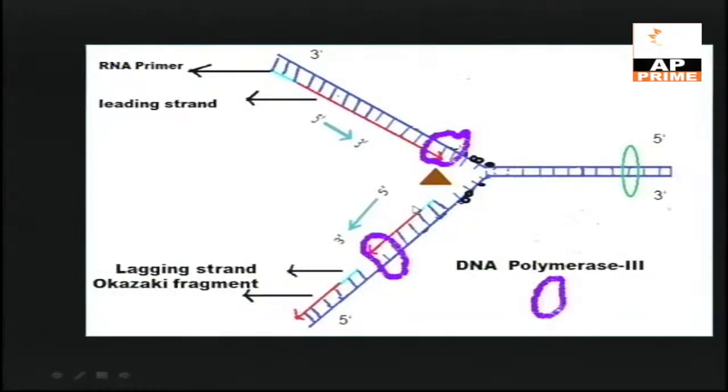By looking at this diagram, you will clearly see how replication is taking place on both the strands simultaneously. One strand is called leading strand because it is synthesized continuously. The second strand is called lagging strand because it is synthesized discontinuously. It is in the opposite direction of the replication fork movement. So multiple primers are synthesized at specific sites because of the non-availability of free 3' hydroxyl groups in the direction of the replication fork movement, and replication is taking place by the enzyme DNA polymerase 3.